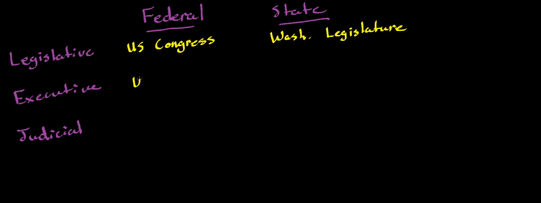The federal government also has an executive branch, which is, of course, the U.S. President, and every state has a governor as their chief executive officer.